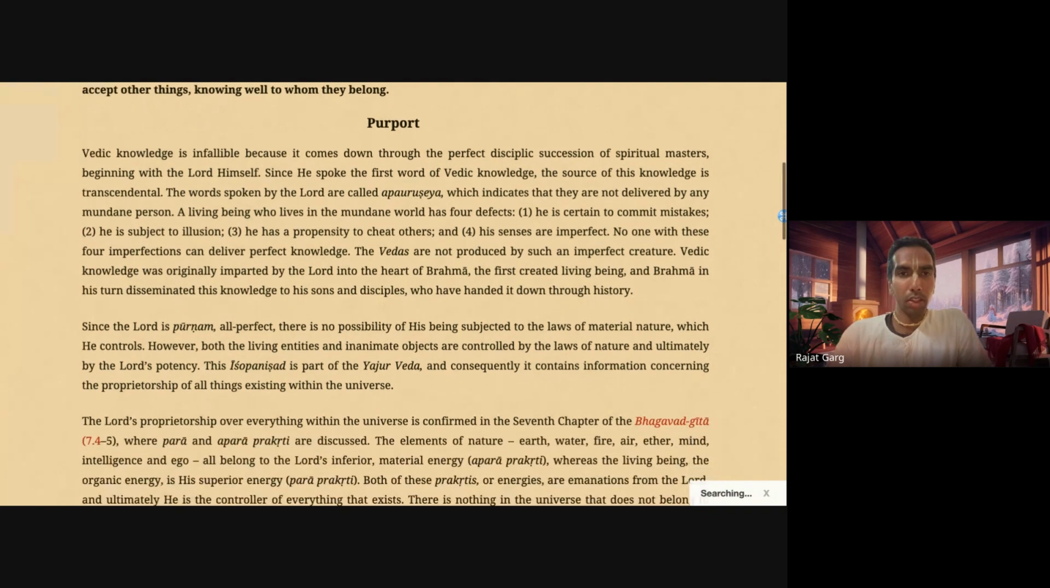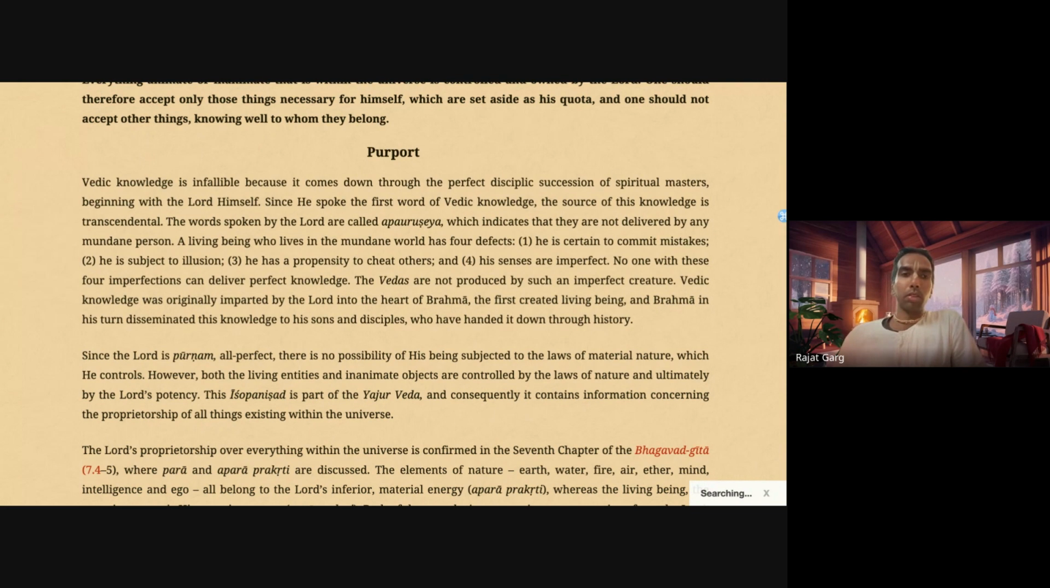Okay. So first paragraph, Prajit Rao will read. Yeah. First paragraph. Yes.